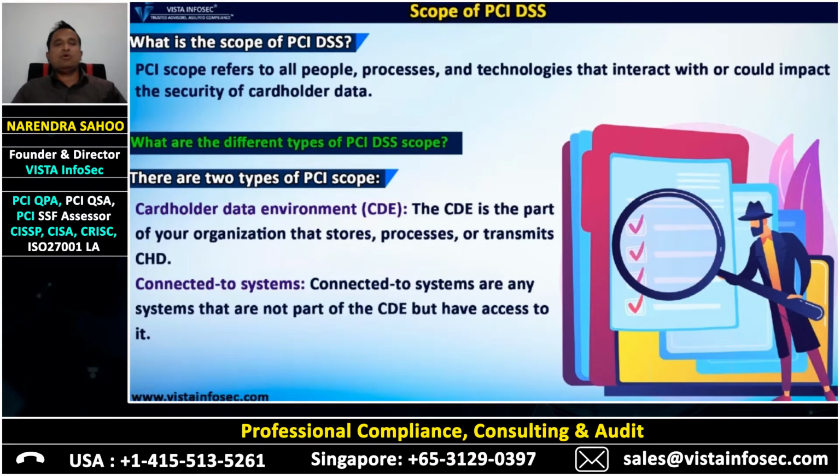PCI scoping refers to all the people, process, and technologies, the PPT, for organizations that either store, process, or transmit card data. That's the first thing. The second is providing a service that can impact card security for an organization. If a service provider provides a service that can impact the card security in an organization, that has to be covered in PCI DSS. So your firewall vendor, your server vendors logging on remotely to your network, those have to be in scope. That's what is written down: the cardholder data environment, CDE, and of course connected-to systems.